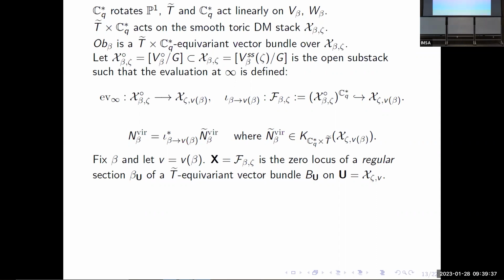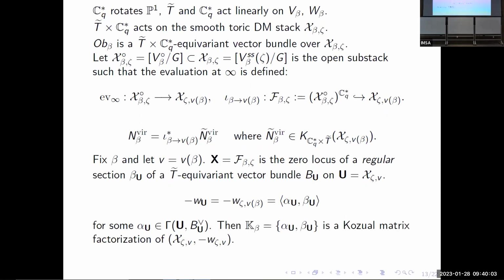And of course, before the quotient, this is just a linear subspace. So it's the zero locus of a regular section of a vector bundle, which is a direct sum of line bundles. And this section basically just corresponds to some coordinates. And then the superpotential can just be factorized. And then we just consider the Koszul factorization. So alpha is a section of a dual bundle, or a cosection of V.